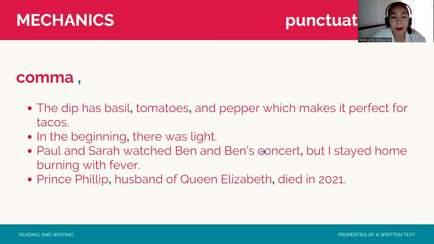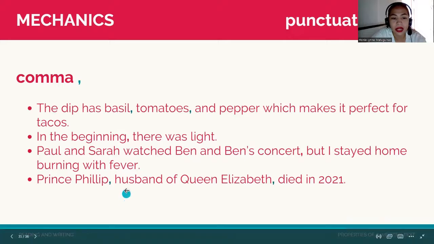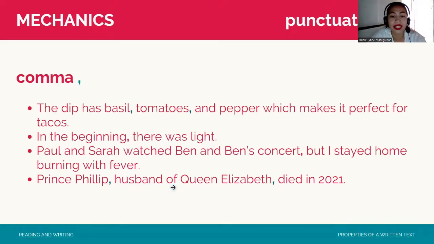Next, enclose an appositive with commas. An appositive is a noun or phrase that renames or describes the noun to which it is next. In the example, the appositive is "husband of Queen Elizabeth," which explains who Prince Philip is. And there are other uses of comma, like for dates and places.